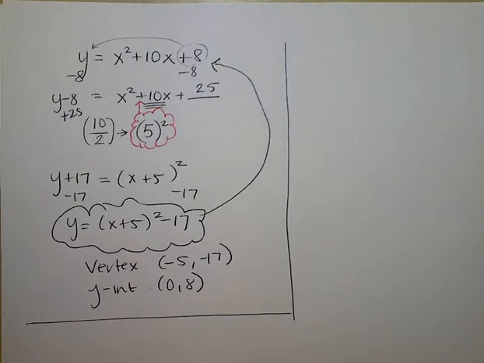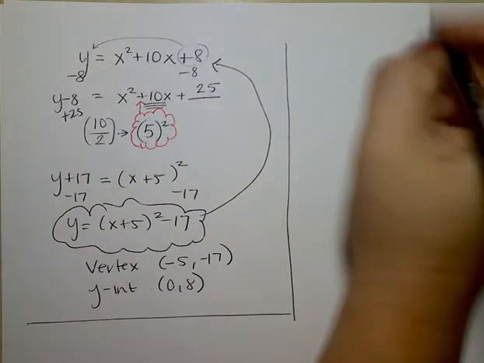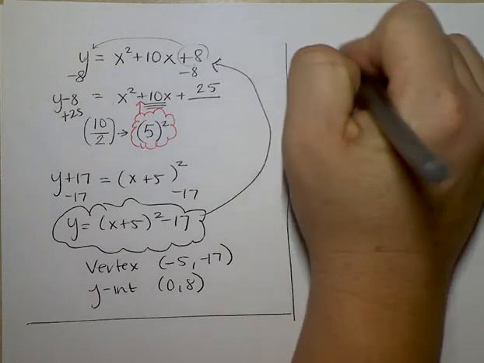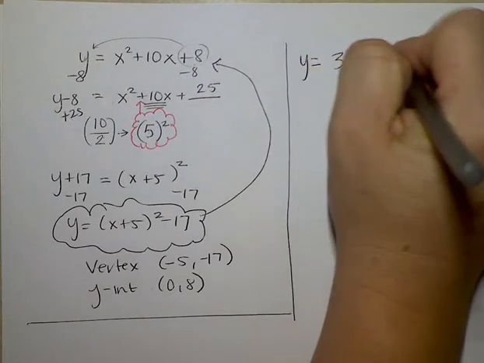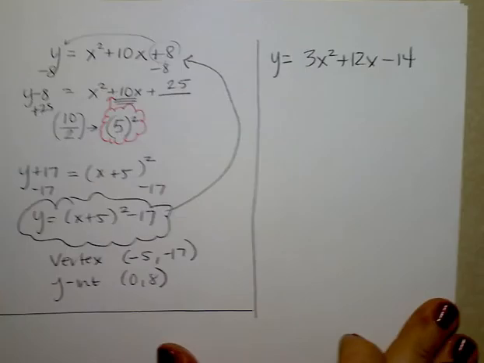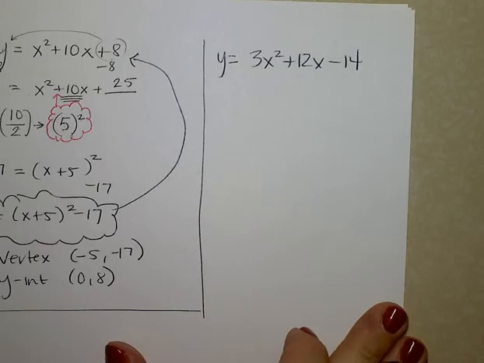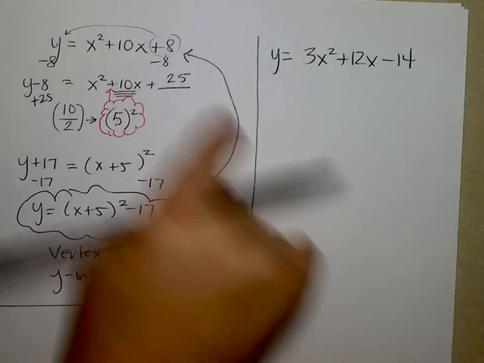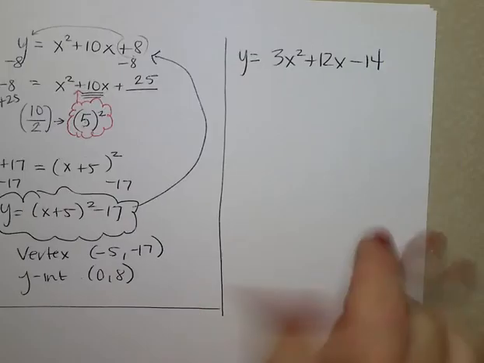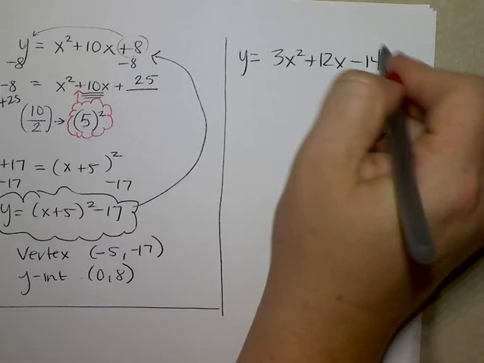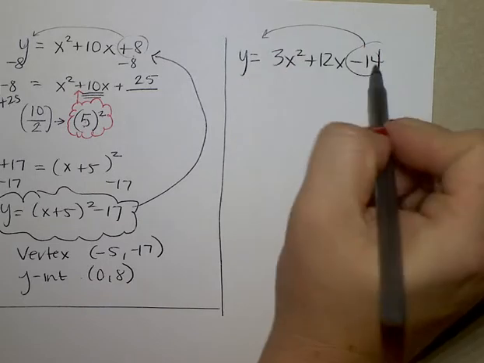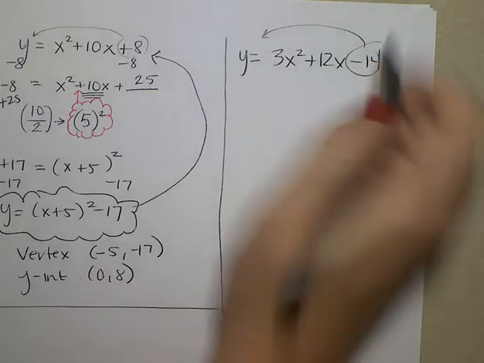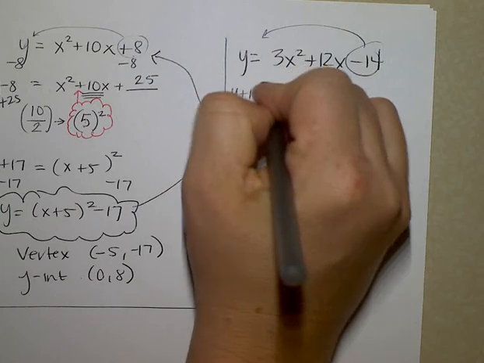Okay, here's your next problem. Y equals 3x squared plus 12x minus 14. Again, we have 3 objectives. Write it in vertex form, identify the vertex, and the y-intercept. So the first step is to move this -14 to the opposite side. When it moves across the equal sign, it changes signs. So y plus 14.